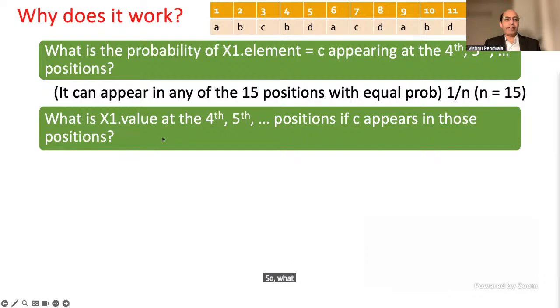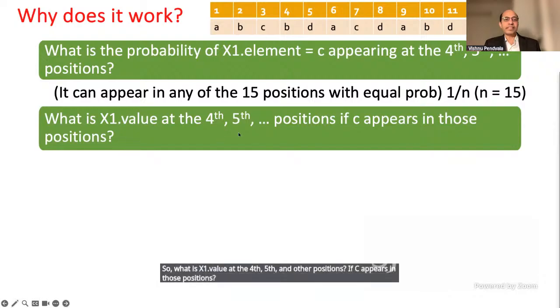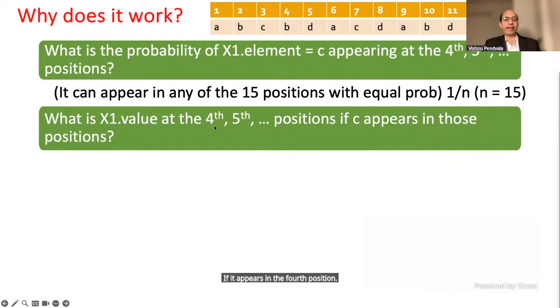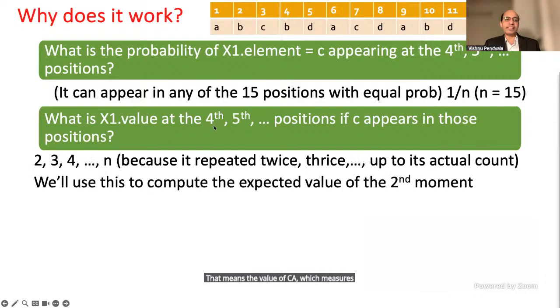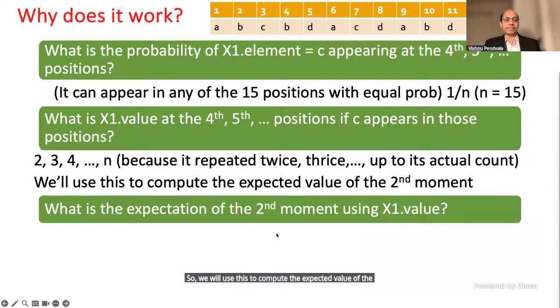So what is x1 dot value at the fourth, fifth, and other positions if C appears in those positions? If it appears in the fourth position, what is the value of CA? If it appeared in the fourth position, it means it has occurred twice. That means the value of CA, which measures the frequency, is 2. If it occurs in the fifth position, it is 3. Sixth position, it is 4, so on and so forth. The reason is that it is repeated twice, thrice, and up to its actual count. So we will use this to compute the expected value of the second moment.